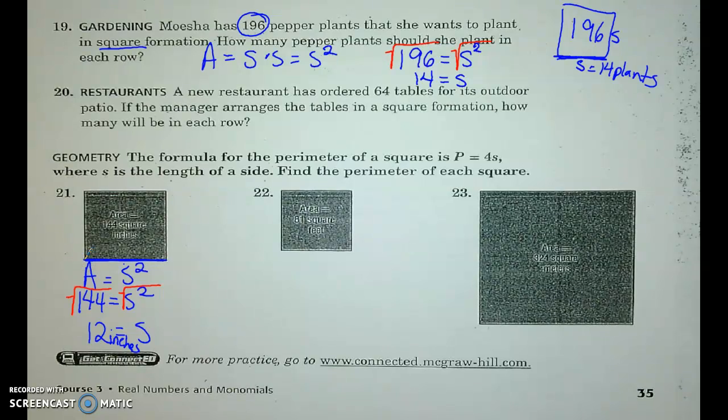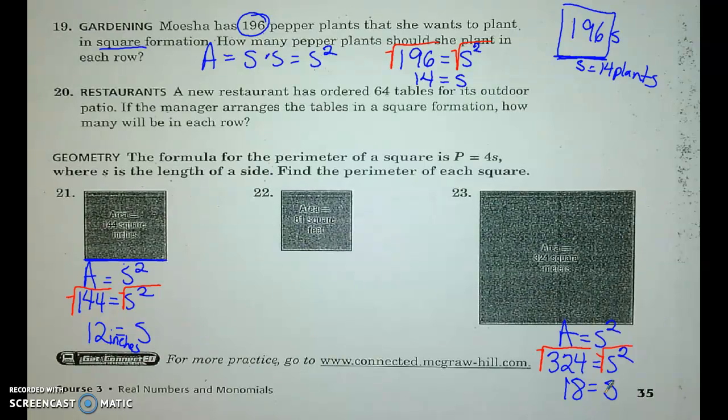Looking at number 23, working the same way. Area equals S squared, so that means 324 equals S squared. So we've got to do square root of both sides because square root is the opposite operation from squaring. So when we do that, square root of 324 is going to end up with 18 equals S. Okay?